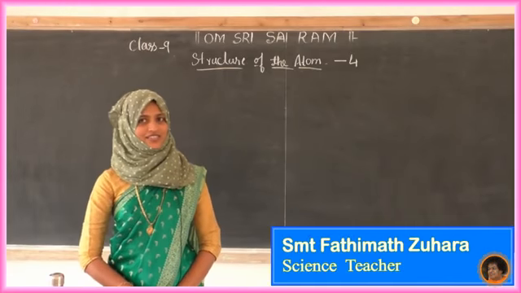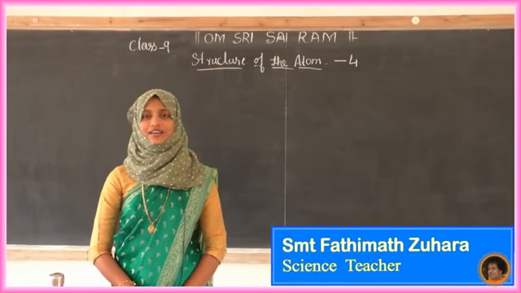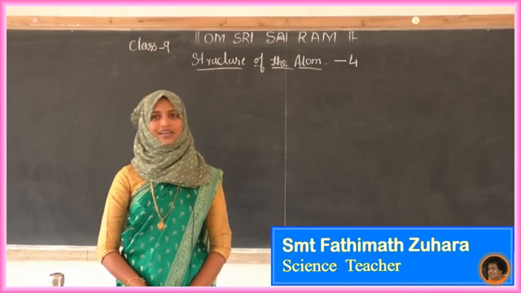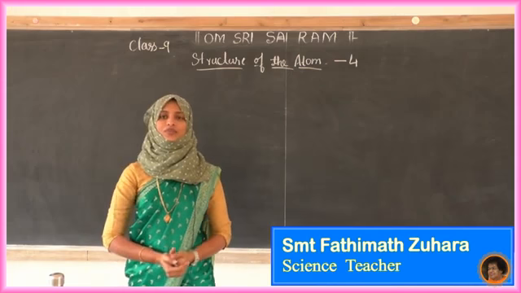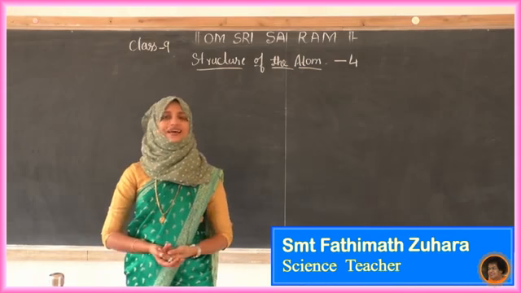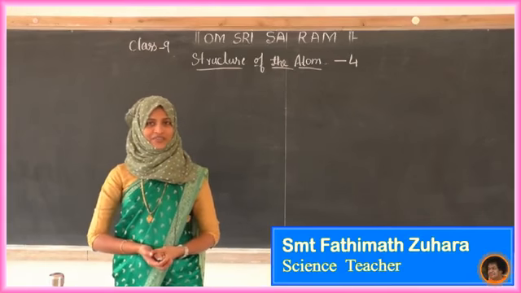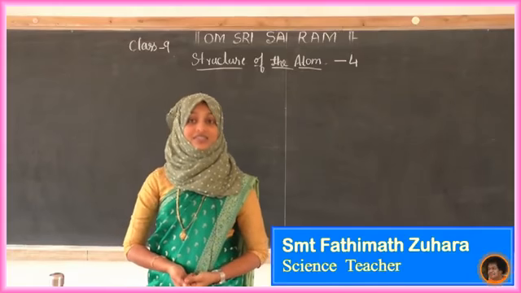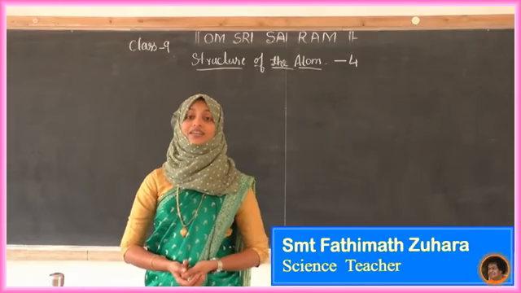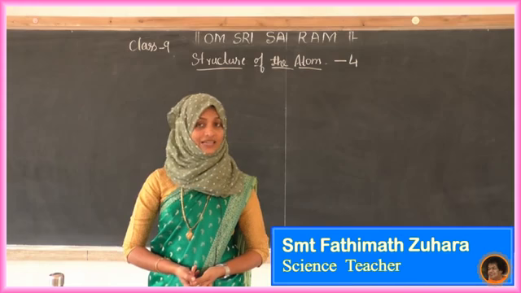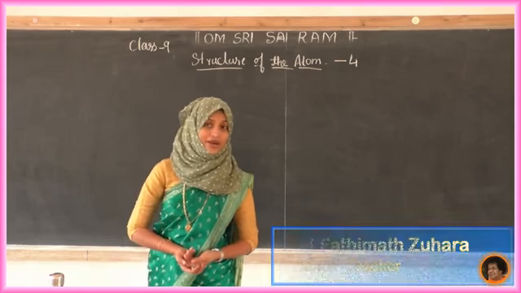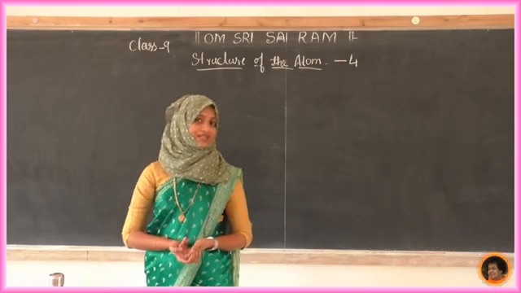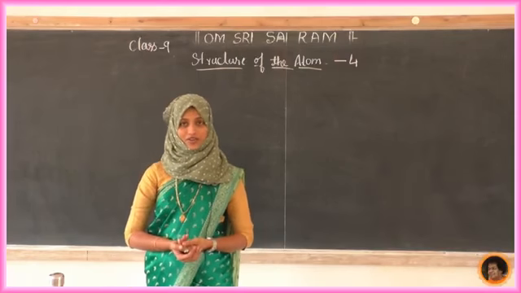Let us start our science class. Yes, in the previous class we discussed the atomic structure. In that, we came to know that some scientists gave their own ideas about the atom. First, Dalton said in his theory that the atom is indivisible. Later, after the discovery of subatomic particles, we came to know that atoms are divisible. So that theory went wrong.